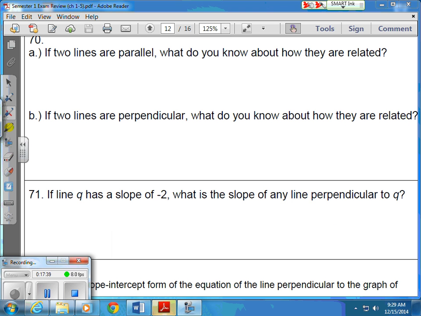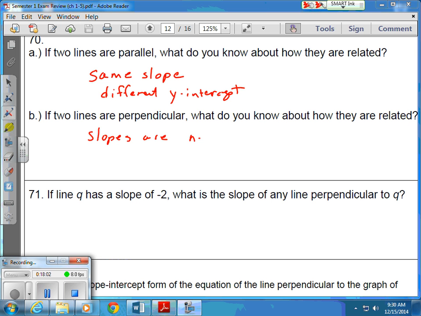Two lines are parallel. What do you know about how they are related? The same slope, different y-intercept. If two lines are perpendicular, what do you know about how they are related? Their slopes are negative reciprocals, which means A over B is perpendicular to a negative B over A. It's the symbol for perpendicular.